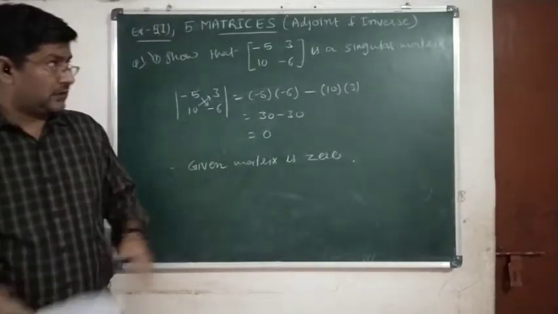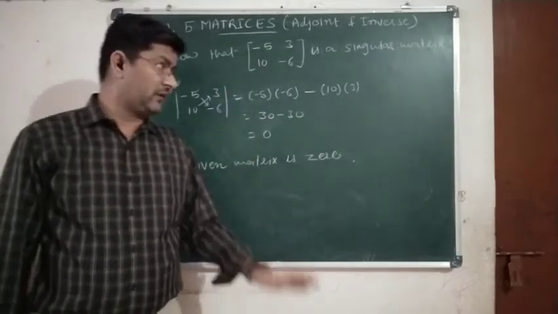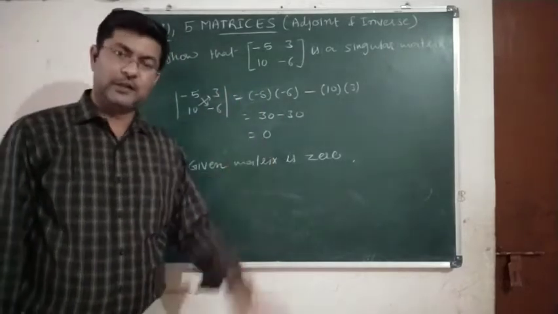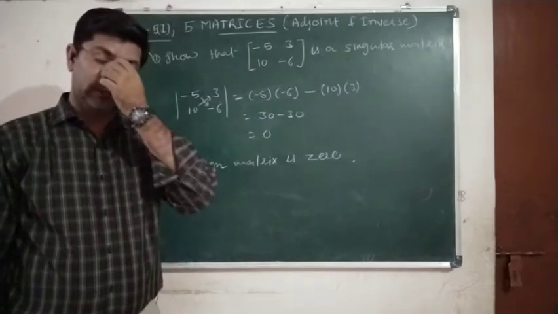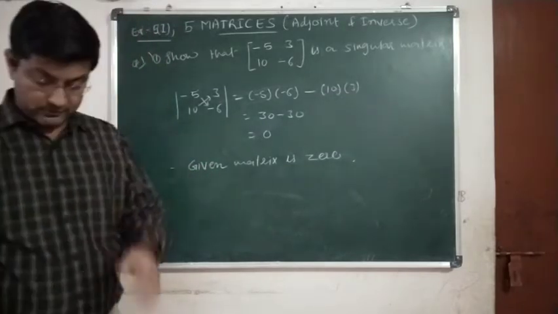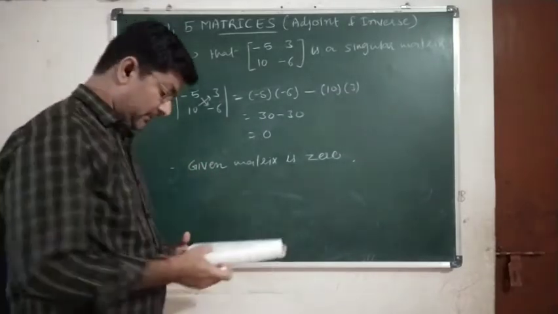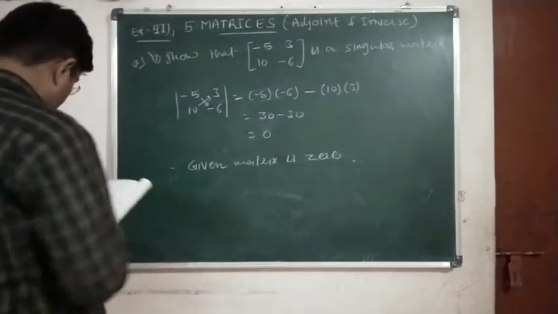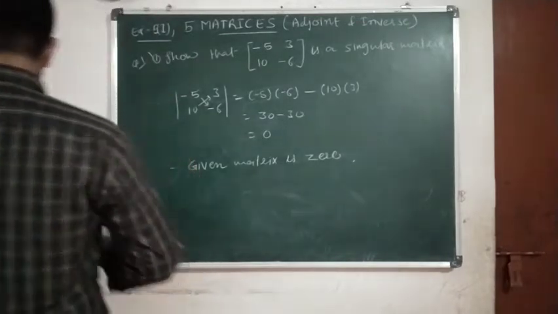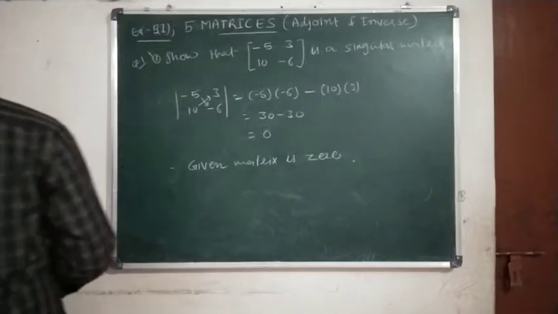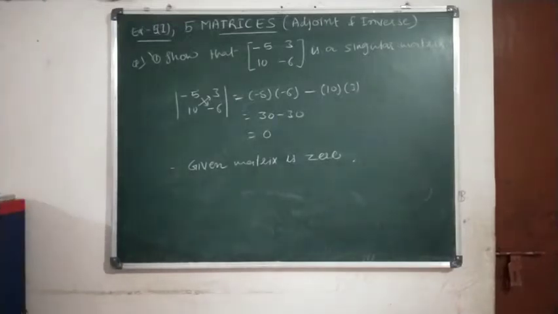Clear? Obviously, in order to show that any matrix is singular, we will find its determinant, and if the value of the determinant is 0, then the given matrix is singular. The second one is similar, so I am not going to do it. Now question number 1b; this was part A, now we will solve part B.